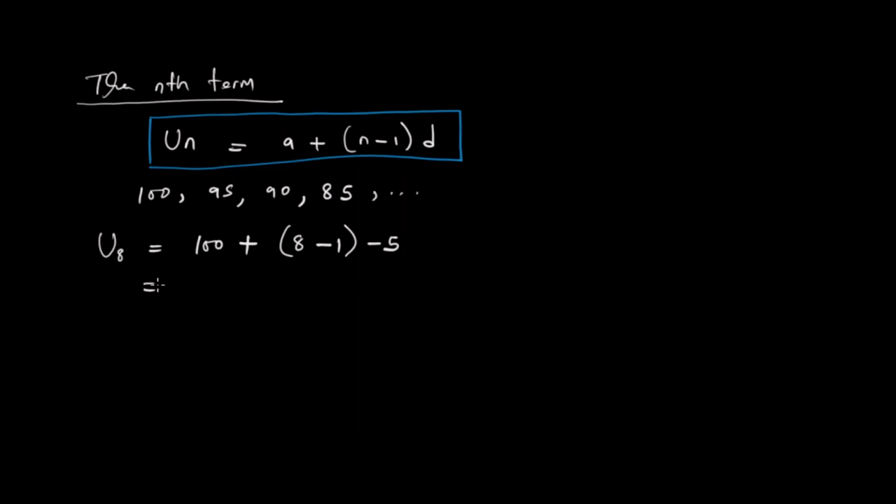Then we can simplify this. It becomes 100 plus 7, but this 7 is multiplying negative 5, kureva kuti 100 subtracting 35. Tikati 100 minus 30 tinowana 70. Saka tikazoti 70 minus 5 it's 65. Kureva kuti 65 ndiyo the 8th term.